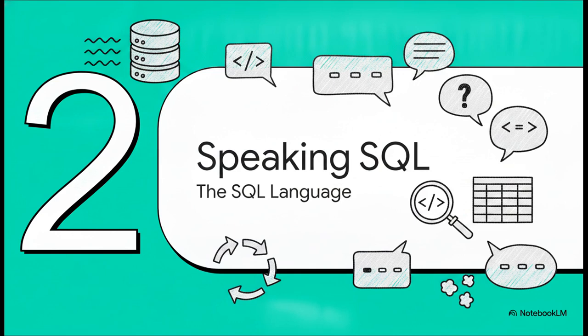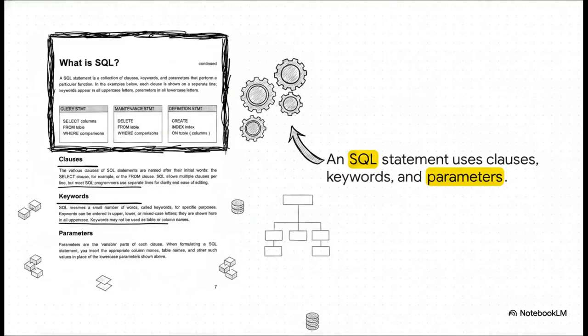Okay, now that we know what a database actually is, let's jump into part 2, speaking the SQL language. SQL stands for Structured Query Language. It was developed way back in 1974 by researchers at IBM, and it quickly became the absolute gold standard for databases. And honestly, it's incredibly logical. Just like a standard English sentence has nouns and verbs, an SQL statement is broken down into clauses, keywords, and parameters. It's essentially just grammar.